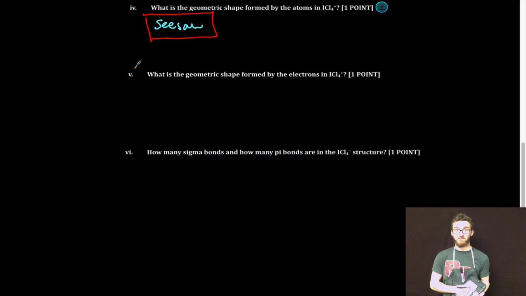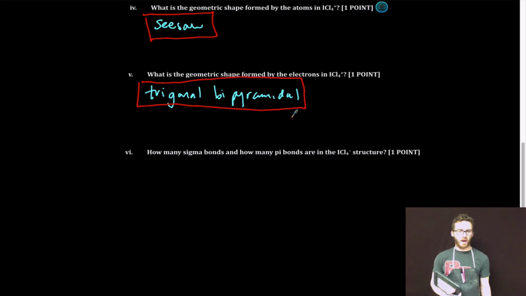Boom. Subpart V. What is the geometric shape formed by the electrons in ICl4+? Oh, we just answered this. Trigonal bipyramidal. Boom.